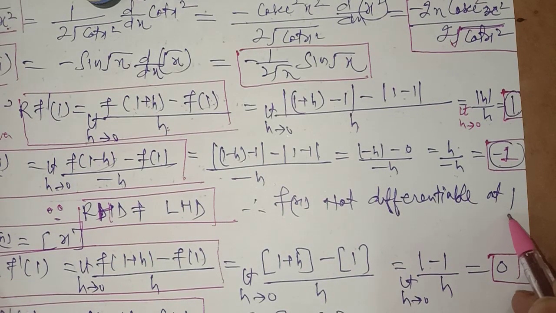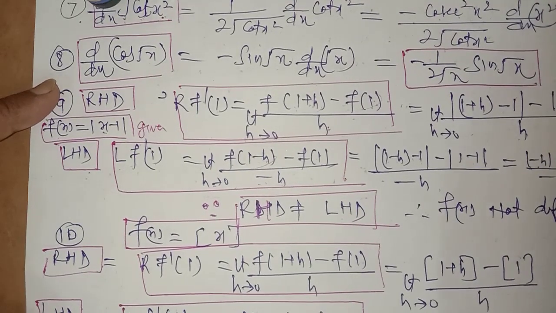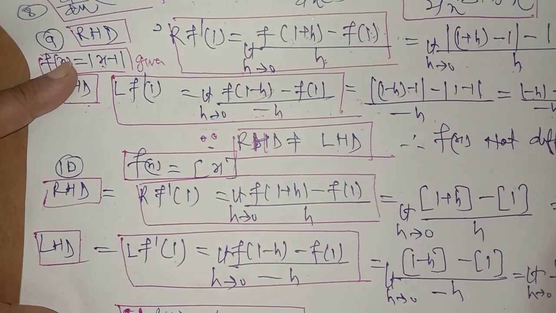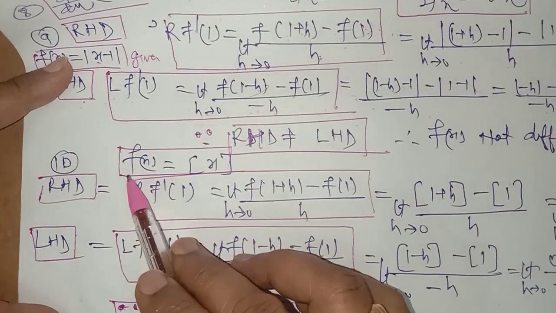The function is differentiable if its right hand derivative is equal to left hand derivative, as you have done in your limits topic in class 11. If the limit exists, then the left hand limit is equal to right hand limit. Similarly, we have question number 10.